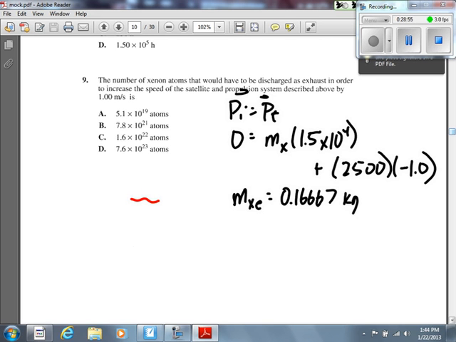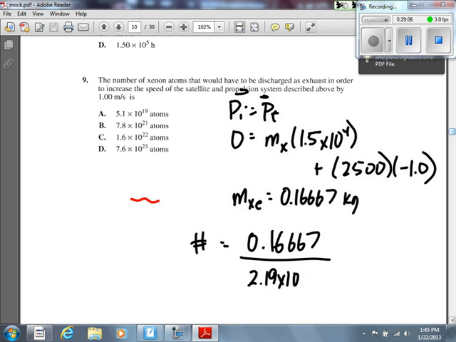The number of atoms is now going to be the total mass of all the xenon released divided by the mass of one xenon, 2.19 times 10 to the negative 25. We end up getting 7.6 times 10 to the 23 there. And that is the answer, 7.6 times 10 to the 23.